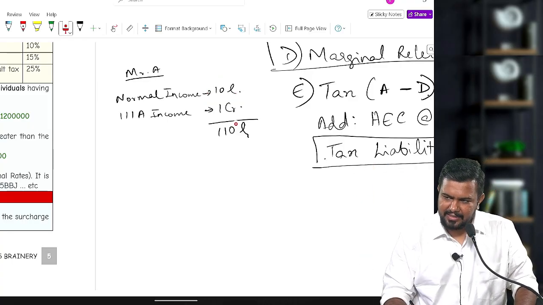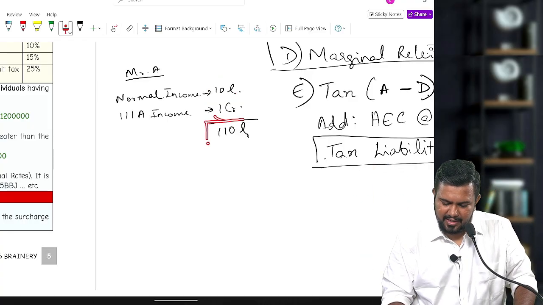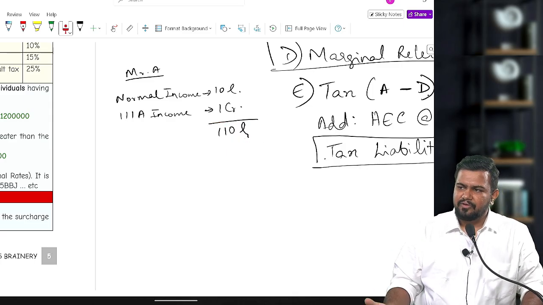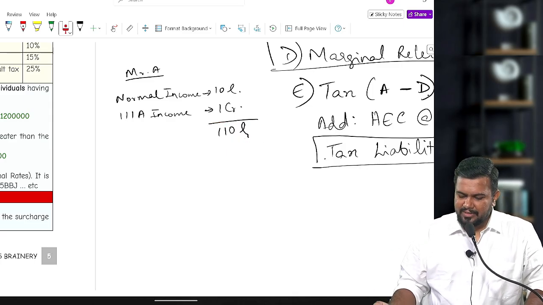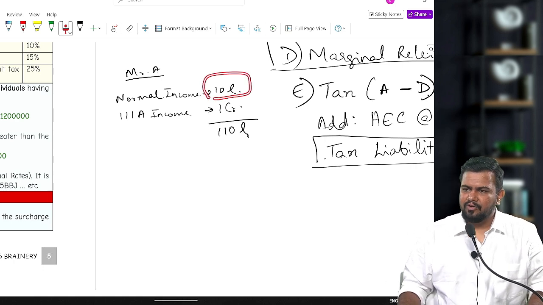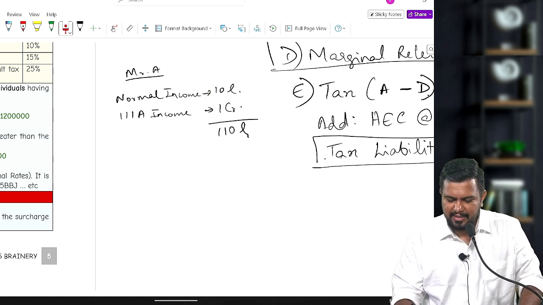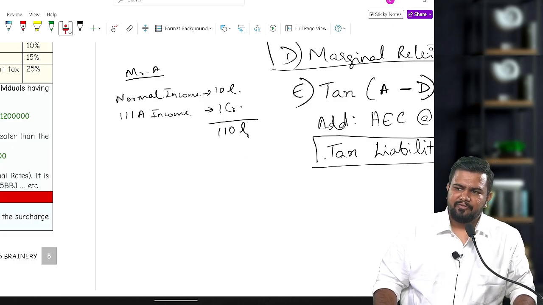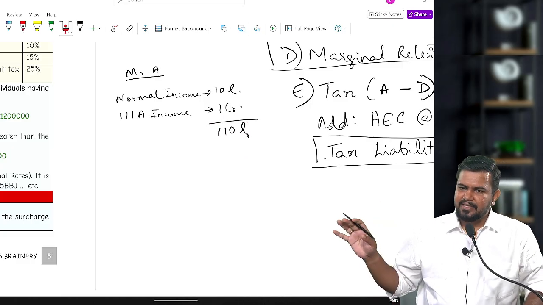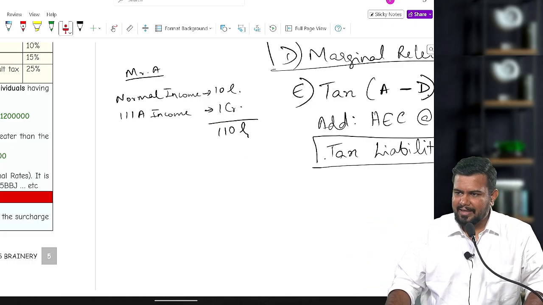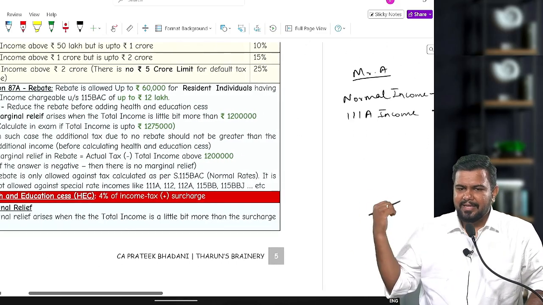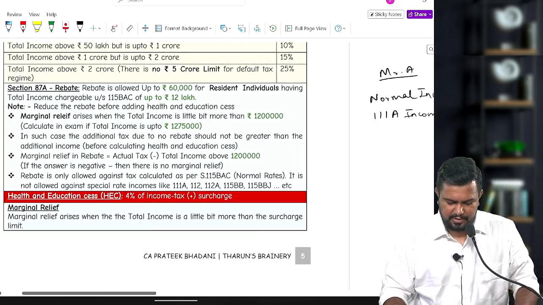In this case, since the income is more than 50 lakh rupees, surcharge also will be applicable. So on this 10 lakhs, you will enjoy rebate, and on the total income, whatever tax is coming, surcharge will be applicable at 15%. So same case, surcharge is applicable and rebate is also applicable. But in old scheme, it is not possible. In new scheme, it is possible.